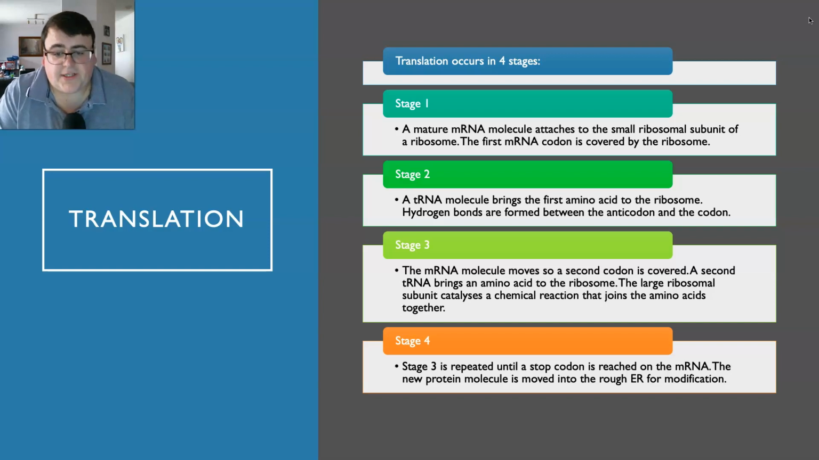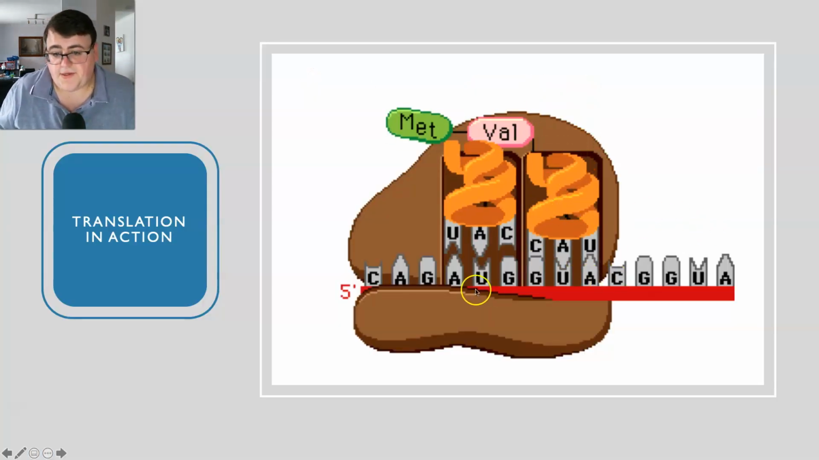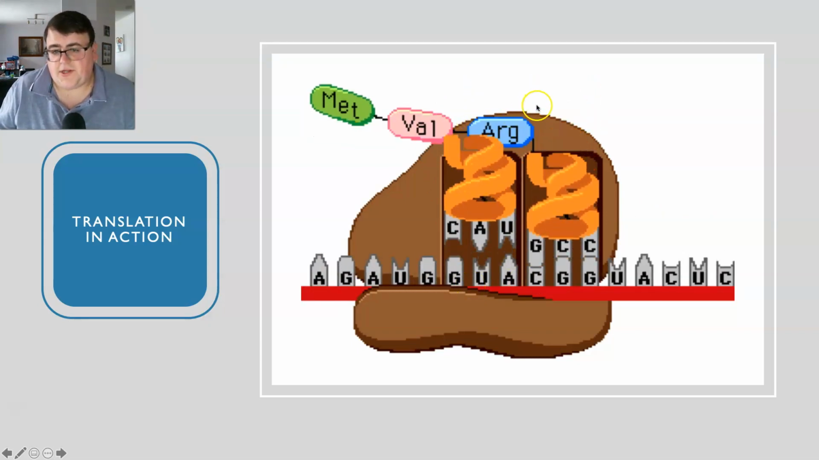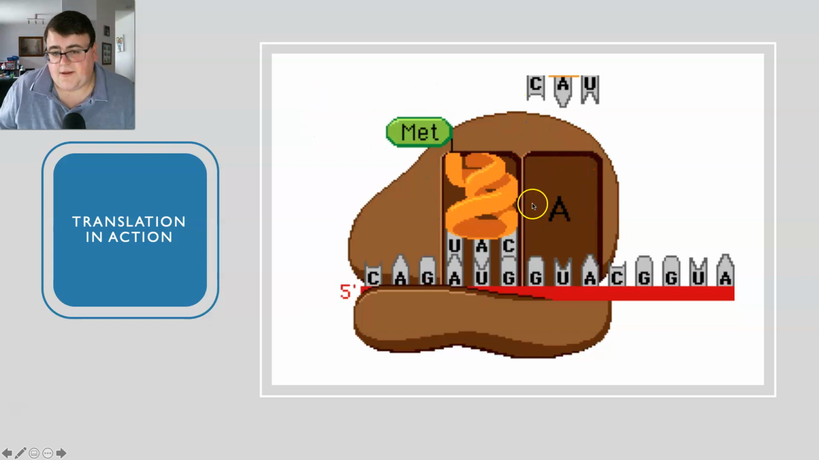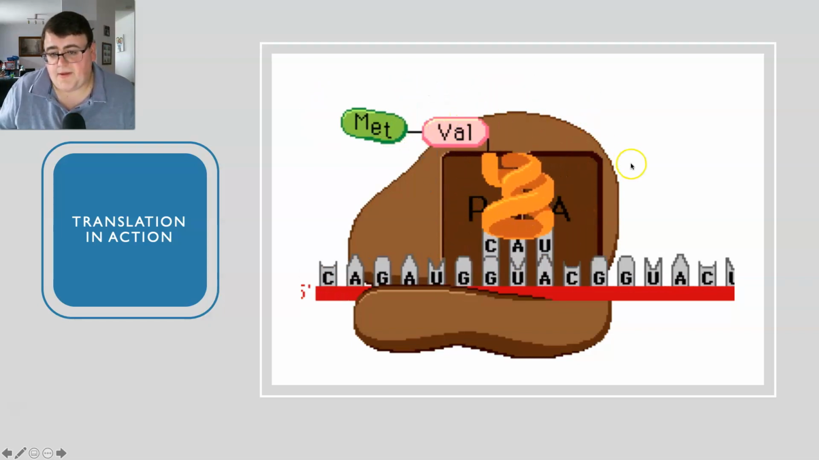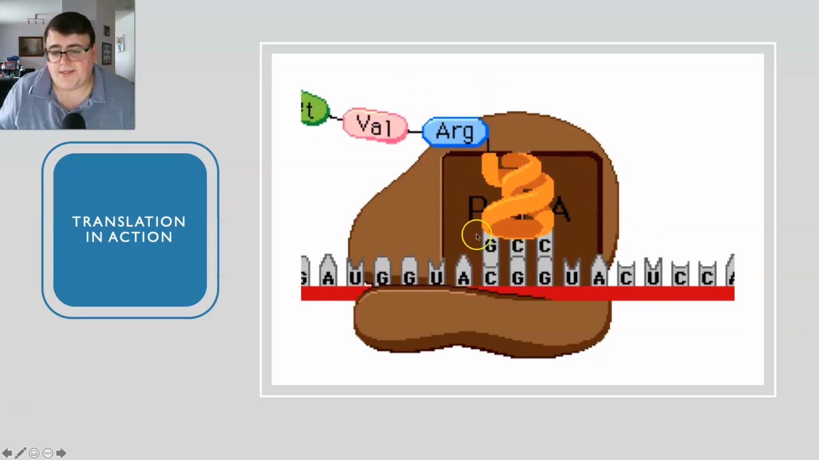The entire amino acid chain will be cut loose, and the protein will be ready and moved into the rough endoplasmic reticulum so it can be modified and used in the body. We have a video here of that working. So as you can see, we move the mRNA along, transfer RNA brings in an amino acid, the large subunit connects them up, and we keep moving down and adding more amino acids as we go.